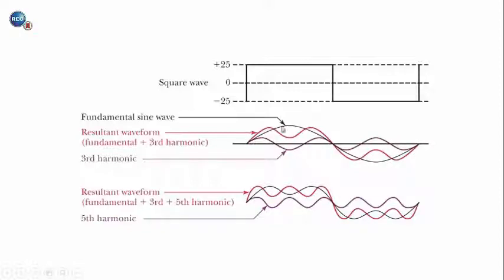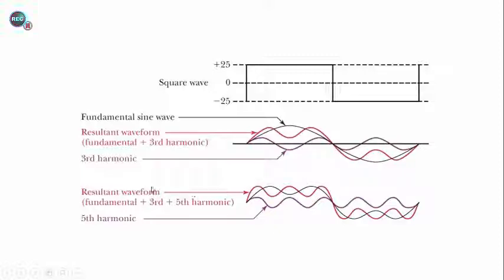And when we add the fundamental sine wave to the third harmonic, we get this waveform here in red. You can see that the waveform goes high and it kind of stays high for a while. Even though it's fluctuating, it's still positive, and then as it decreases, it kind of hangs out down here for a while, and again it's fluctuating, but it's relatively low.